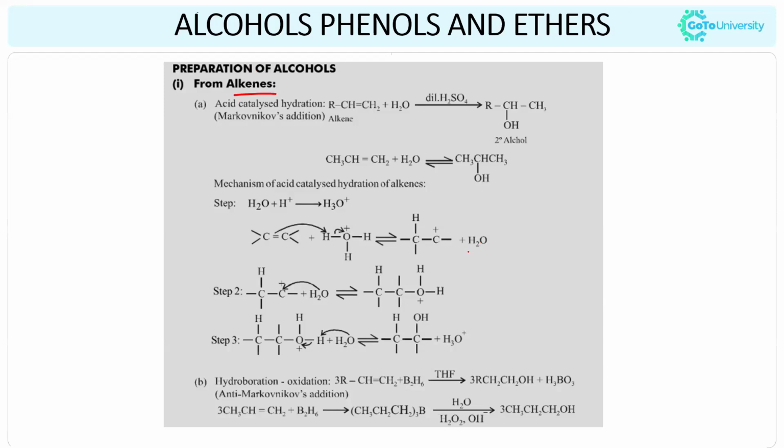So if you are preparing alcohols from alkenes, which reagent do you have to use? That is dilute sulfuric acid. And the product that you are getting here is a secondary alcohol. Then coming to the mechanism, we have to know it, but that is not compulsory here, because we have more products. We have to concentrate more on the reagents and the products that you are getting here.